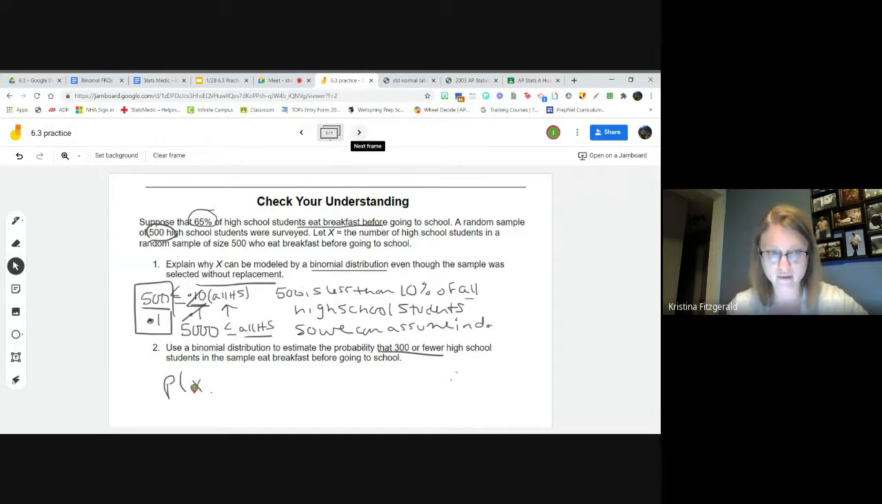So what I want to think about is 300 or fewer. Is that greater than, less than, equal to? 300 or fewer means I can be up to 300 students that eat breakfast before going to school. So X is less than or equal to 300 for the number of students that eat breakfast. This is not exactly 300 students that eat breakfast. It's a less than situation, or at most is another way to think about it.